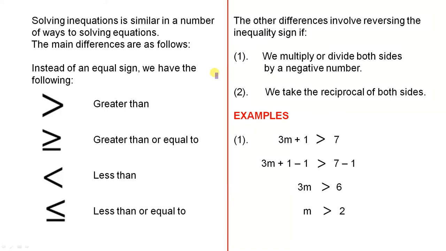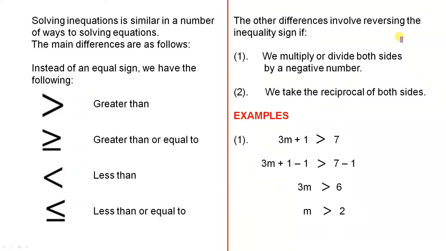Instead of an equal sign, we have the following. This sign here is a greater than sign. This one is a greater than or equal to. This sign is less than, and this sign is less than or equal to. So these are the first types of differences that we have.